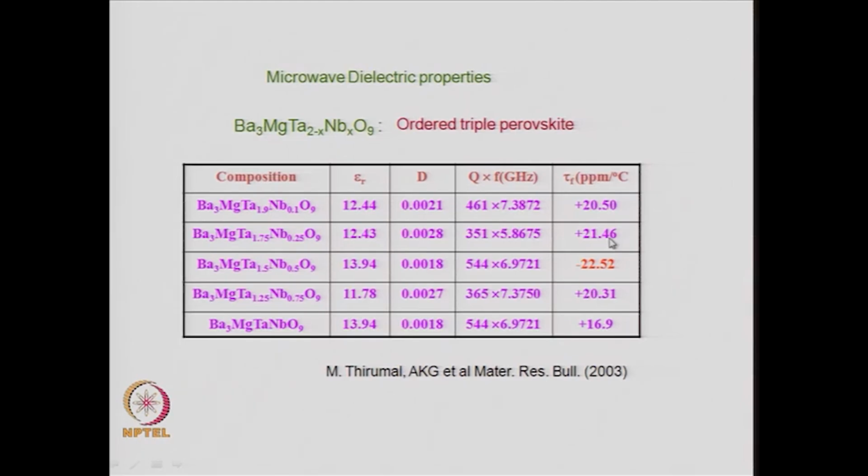So, that feature is possible, that you can mix two dielectrics with a different temperature coefficient of resonant frequency, and then optimize the value of tau f that you get.